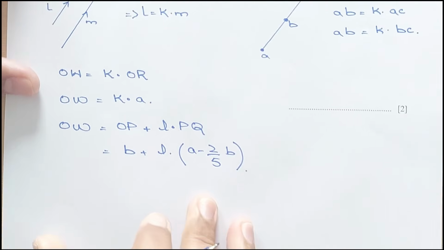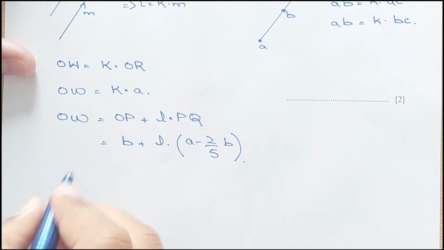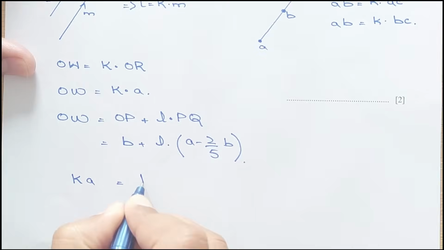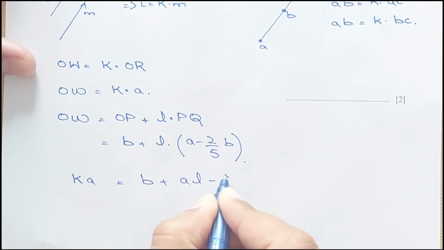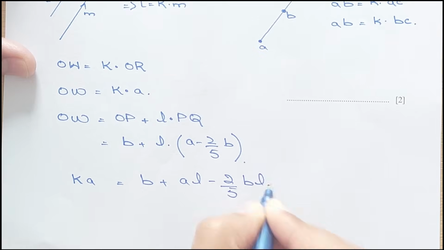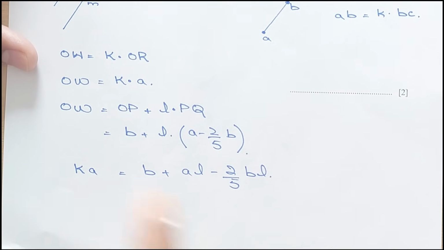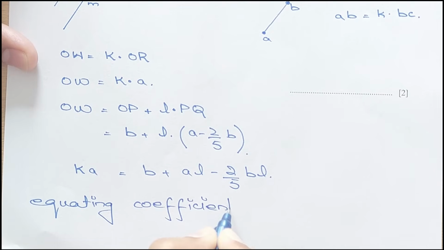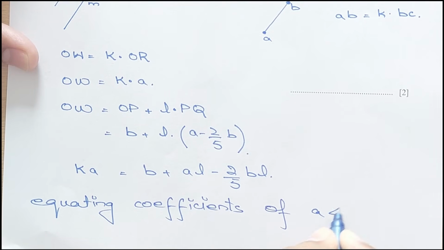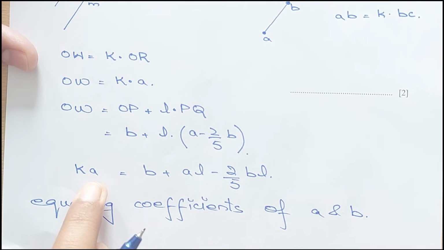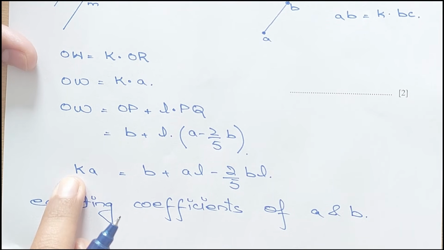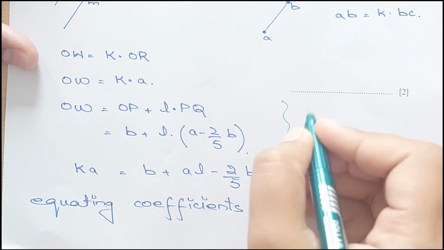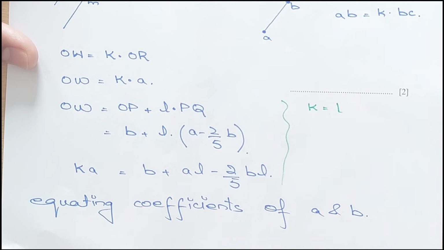So we have two values for OW. We can equate the two values, right? We can say k times a equals b plus al minus 2 by 5 bl, right? Now let me equate the coefficients of a and b. Let me equate the coefficient for a first. For a, we have k here, and here we have l. So when I equate the coefficients of a, we have k equals l. This is my first equation.